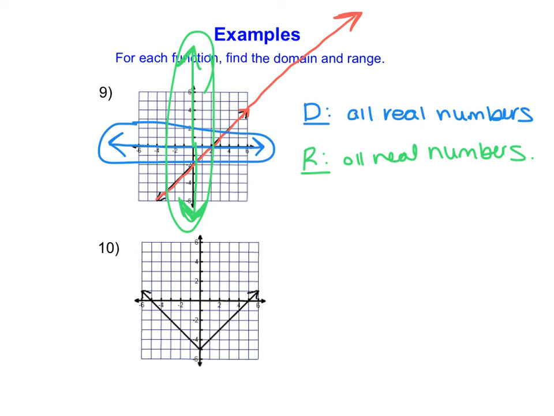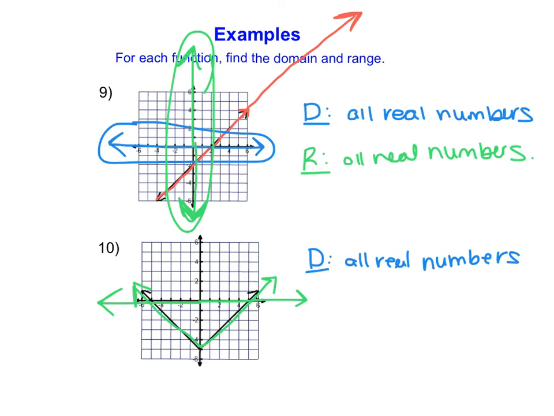This one, what I notice with x is that this graph is continuing forever this way and forever this way. So if I'm focusing in on x, I notice I'm going forever to the right and forever to the left. That's what those arrows are implying. So my domain for this particular graph is simply going to be all real numbers because I'm going forever to the right and forever to the left.